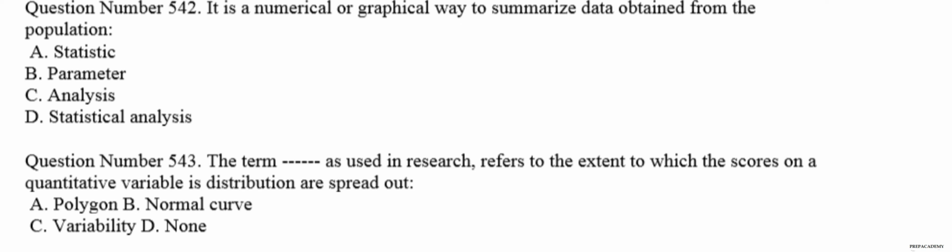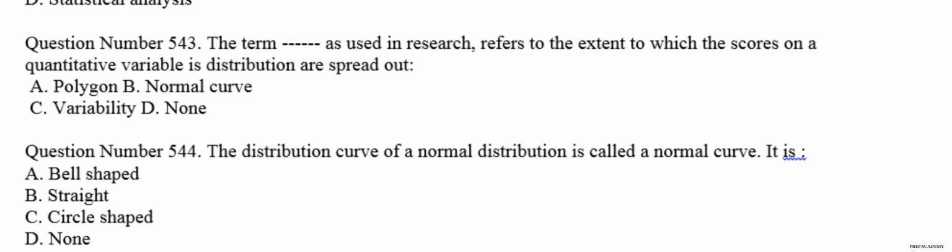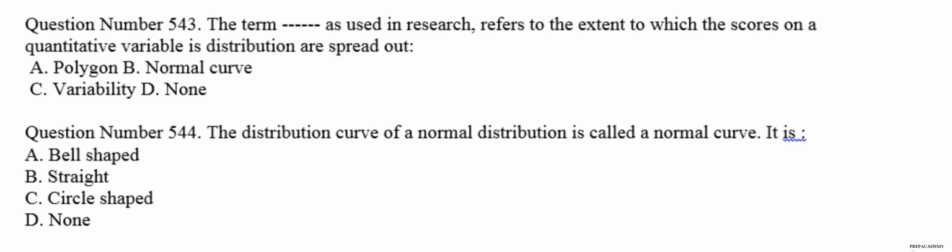Question number 543. The term as used in research refers to the extent to which the scores on a quantitative variable in a distribution are spread out. A. polygon, B. normal curve, C. variability, D. none. The correct answer is option C, variability.